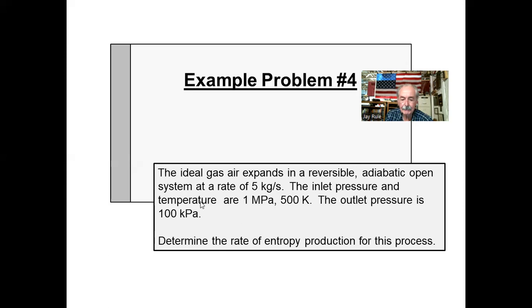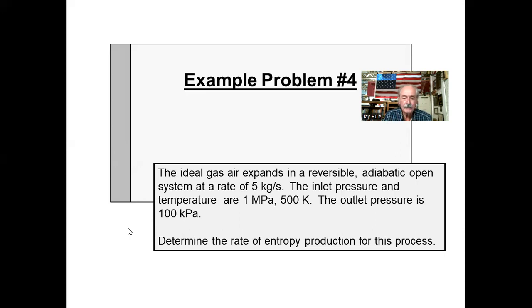The inlet pressure and temperature are 1 megapascal and 500 degrees K. And it says the outlet pressure is 100 kPa. The assignment is determine the rate of entropy production for this process. Okay, let's think. It's a turbine, an air turbine. It's expanding from 1 megapascal to 100 kilopascals. In the description of the words, it says it's a reversible adiabatic open system, steady state, steady flow. Okay. Rate of entropy production. All right. So let's go.